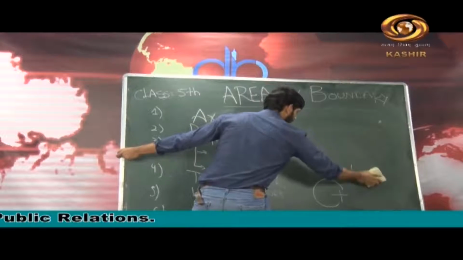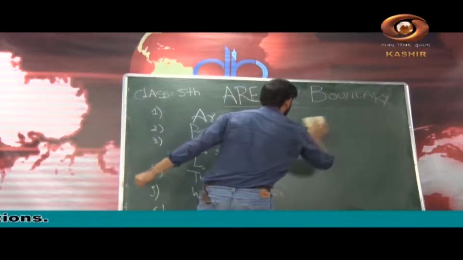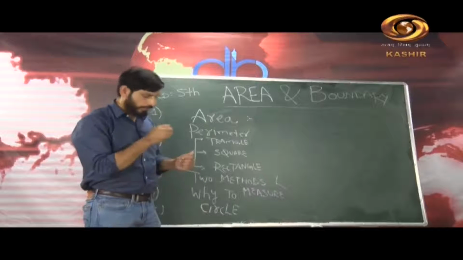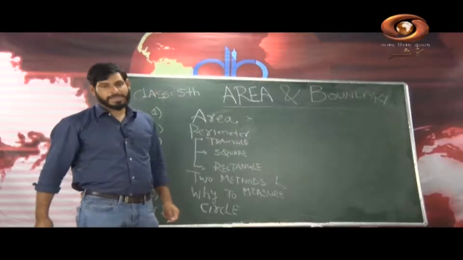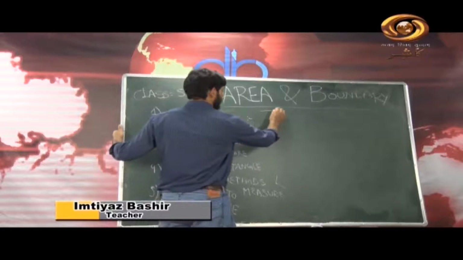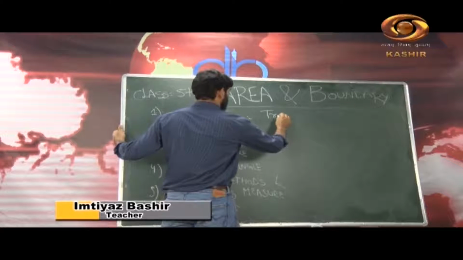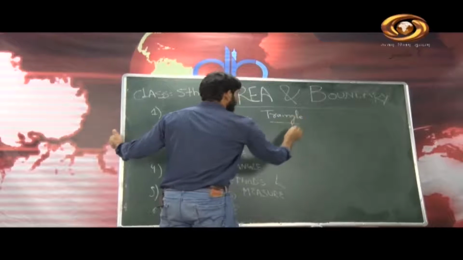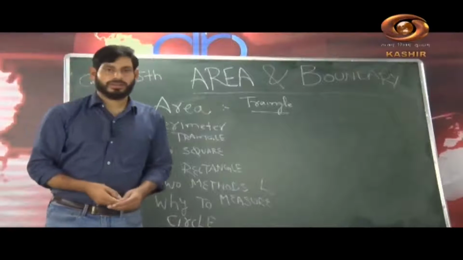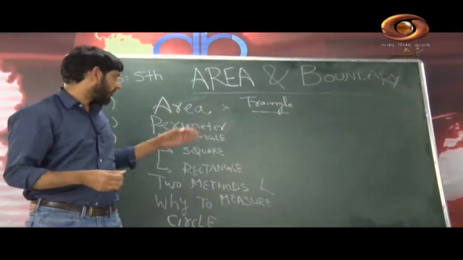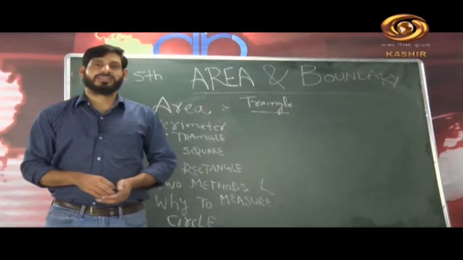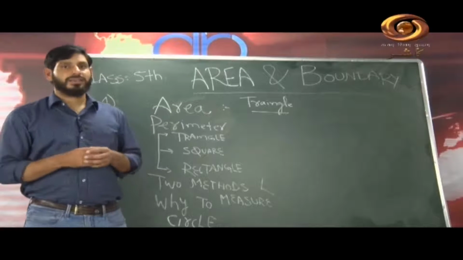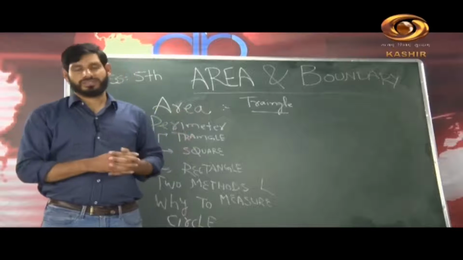Next we will see area of some basic figures. We will be starting with the triangle. We will see the triangle, its area and its perimeter. I hope we have already discussed perimeter, that is measuring the length of the boundary, okay, and area is measuring the closed region.